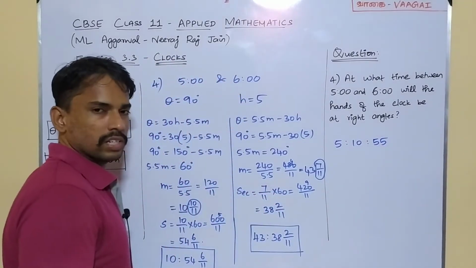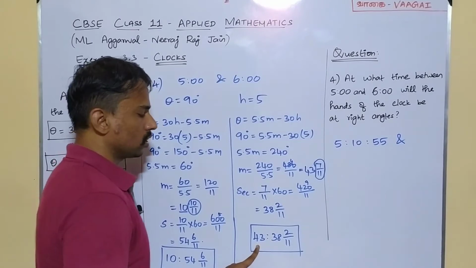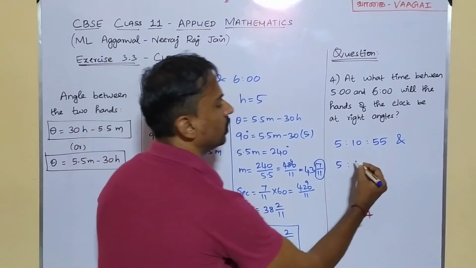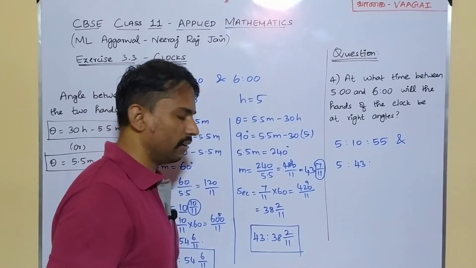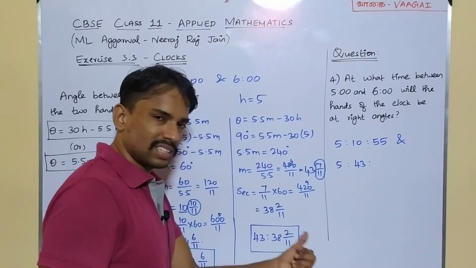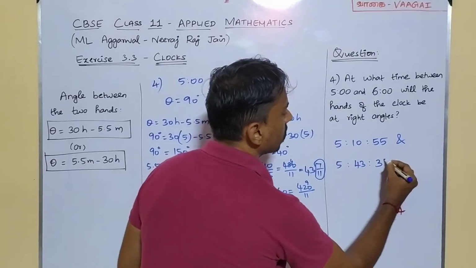The other situation is going to be 5 hours, and 43 minutes, and the seconds will be 38 2 by 11. Since this 2 by 11 is less than half, I'm going to take the same number itself, so 38 seconds.